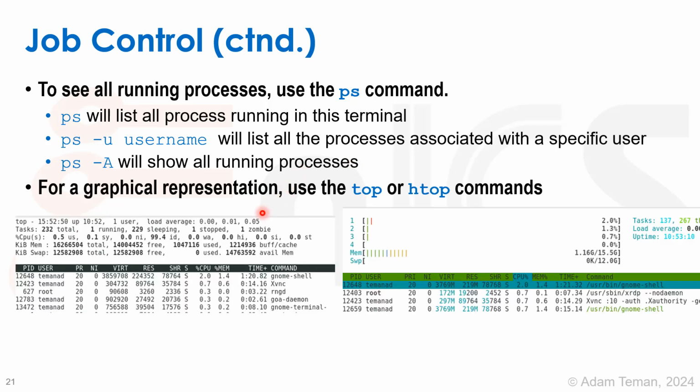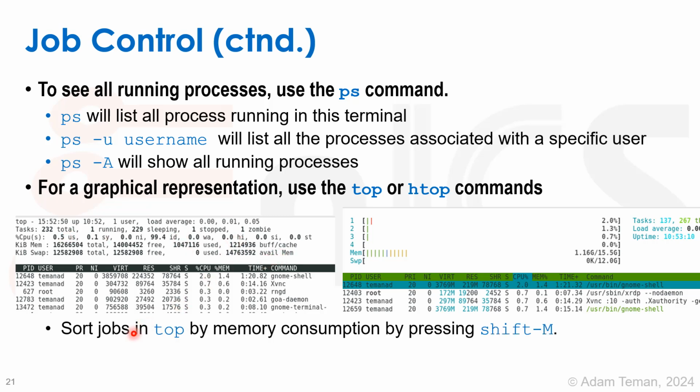For a graphical representation of these different processes running, we can use the top command, which we can see over here in a screenshot, or the htop command, which is a bit prettier, but this is kind of the classic one. And if we look at the top command, it provides all the processes that are running on the server and all kinds of data about how much CPU usage there is and how much memory there is and so forth.